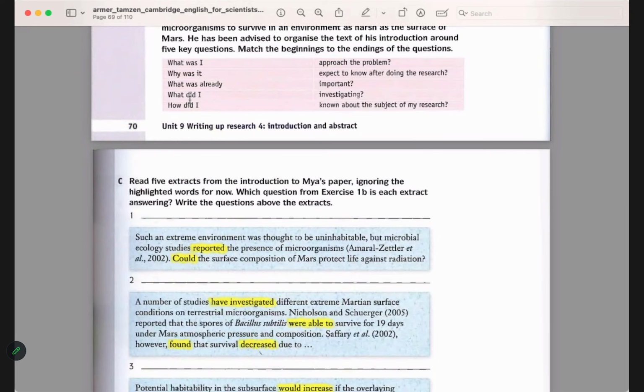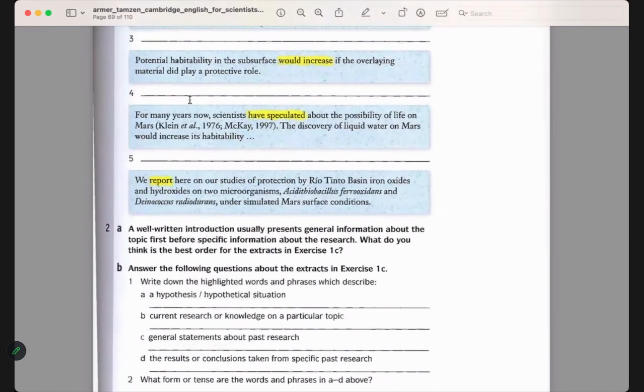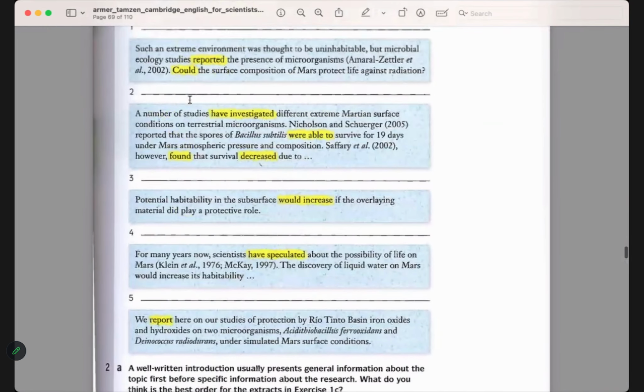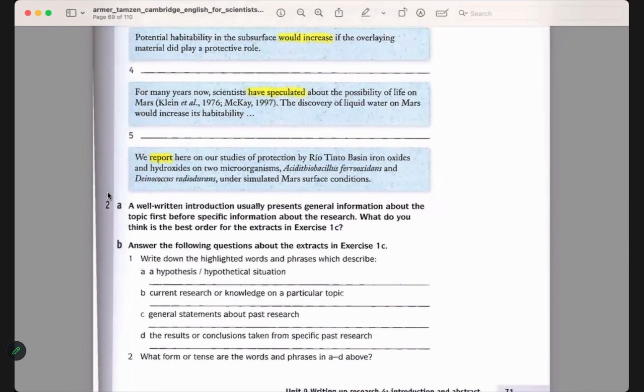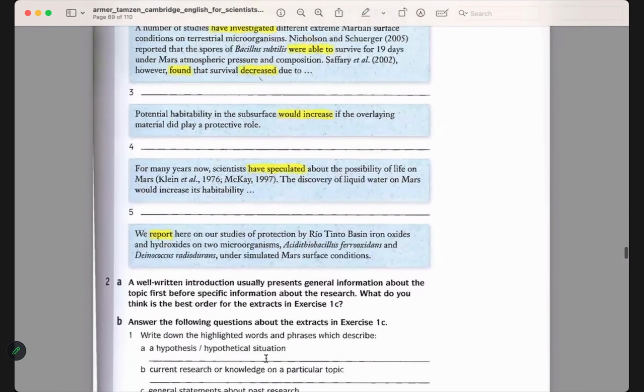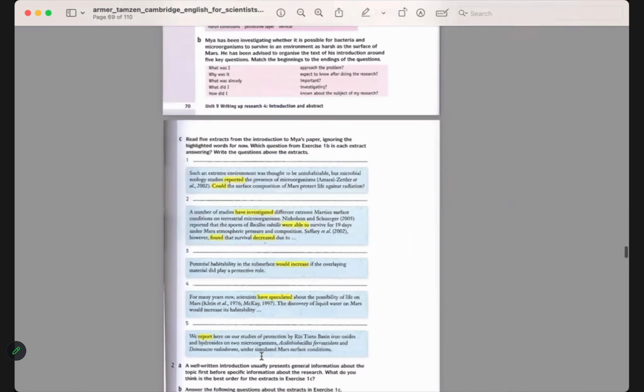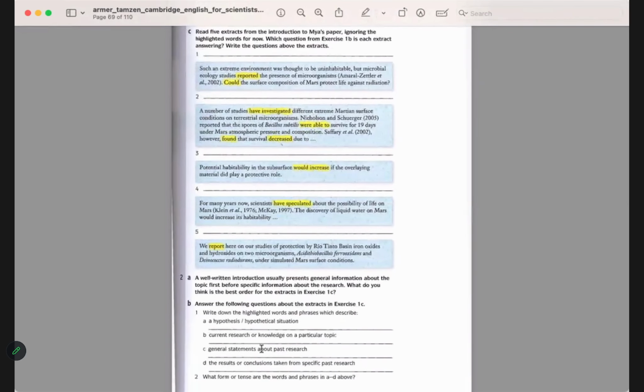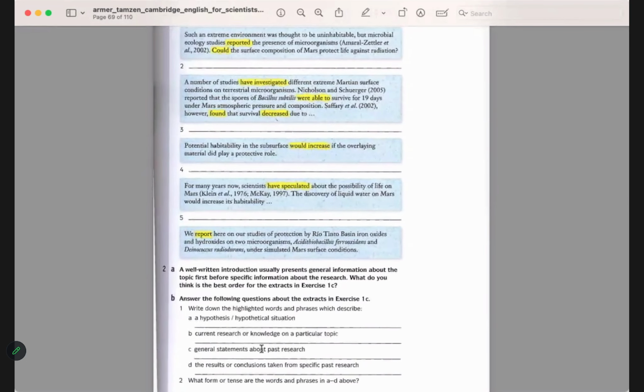Okay. I understand. So, we can see here highlighted words which can express phrases and words which can express hypothetical situation, current research or knowledge on a particular topic, general statement about past research which were done, the results, and or conclusions. So let's divide, maybe make it smaller to see. Can you see it this way? To see their lines and the words to divide between. Yep.